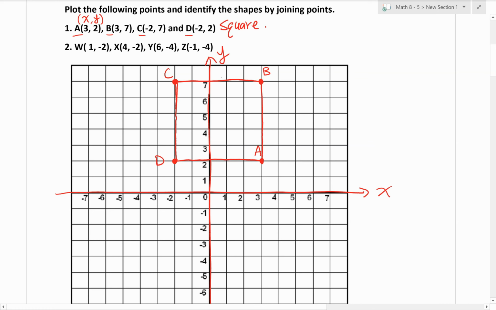Now why don't you give it a try and plot WXYZ and see what shape it comes out to be, okay? I'll pause. You can pause the video and try it. I'm going to change the color.